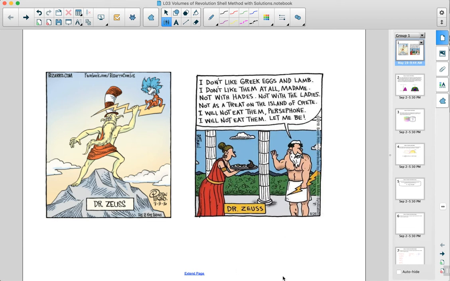And this one is interesting. I don't like green eggs and lamb. I don't like them at all, madame. Not with Hades, not with the ladies, not as a treat on the island of Crete. I will not eat them, Persephone. I will not eat them. Let me be. A nice little rewrite of a Dr. Seuss poem. All right, moving forward.